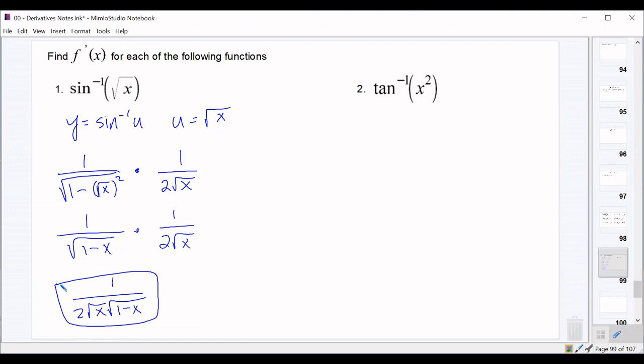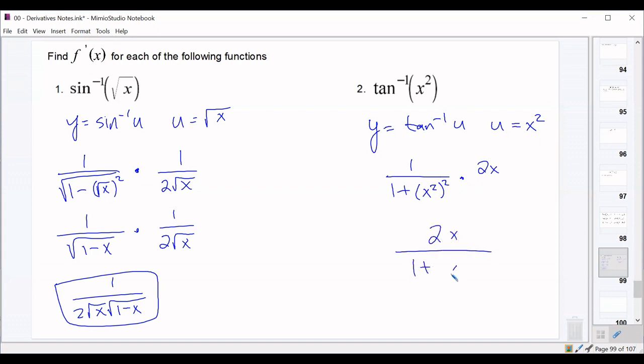To find the derivative of the inverse tangent of x squared, well, again, use the chain rule. We write that as y equals the inverse tangent of u, with u equal to x squared. We learned the derivative of inverse tangent of u is 1 over 1 plus u squared, where u is x squared. And then we'll multiply that by the derivative of u, which is 2x, resulting in 2x over 1 plus x to the 4th power.